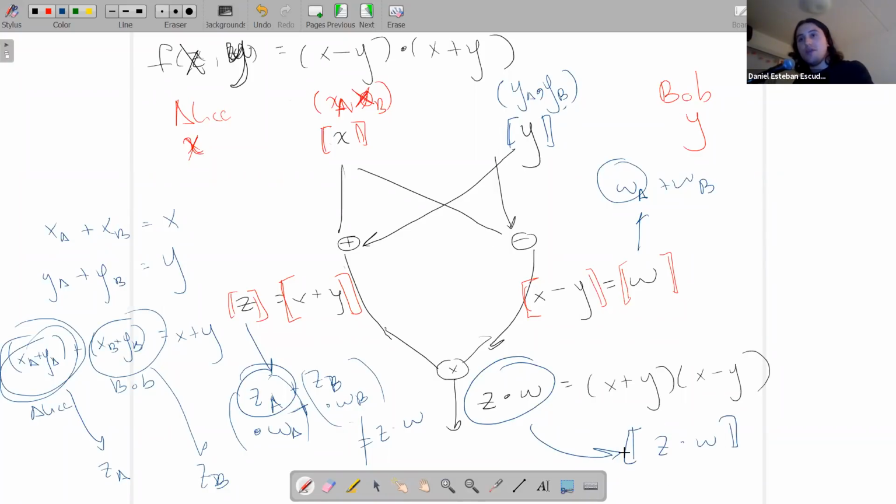Once they have shares of the output, they can just reconstruct the output itself by sending their shares to each other, because the two shares, when you sum them up, give you the secret. So this is the general idea of how MPC based on secret sharing works. And I want to explain how to do this product, because this is the challenging part that we haven't been able to discuss. But this is the overall idea of MPC.